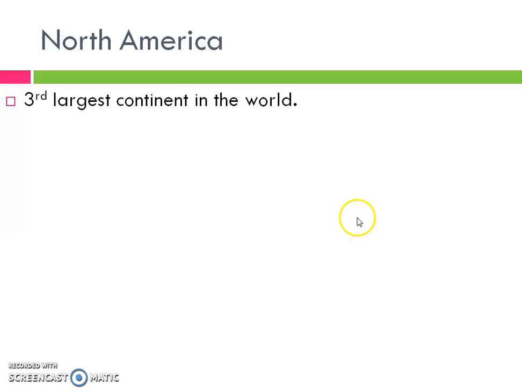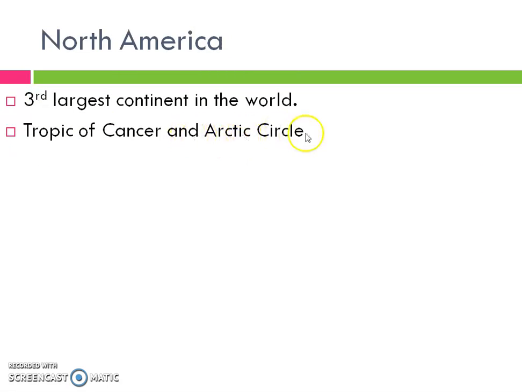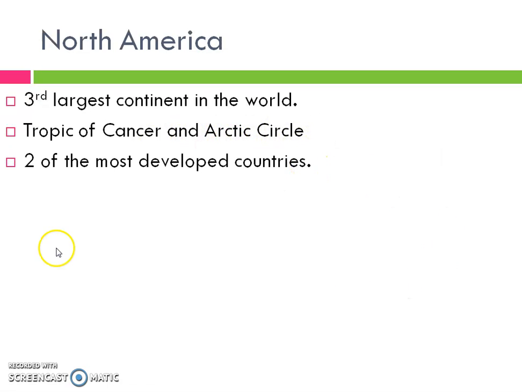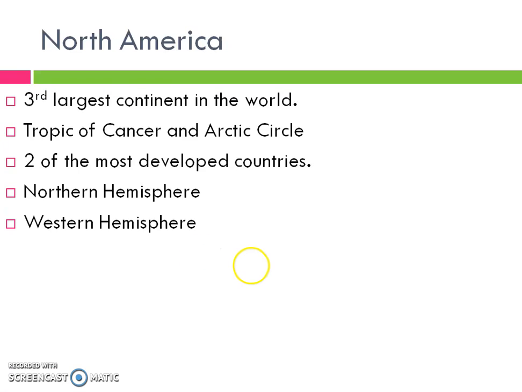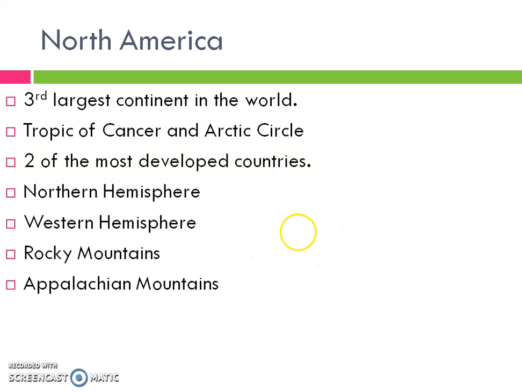Moving on, generally speaking, I have said most of the things about North America. Do dig down a little bit. It is the third largest continent in the world. Tropic of Cancer and Arctic Circle, we have located. Two of the most developed countries, yes, we have talked about it. It is in the northern hemisphere, far above the Equator. And it is completely in the western hemisphere because it is on the western side of the prime meridian. You have the Rocky Mountains and the Appalachian Mountains.